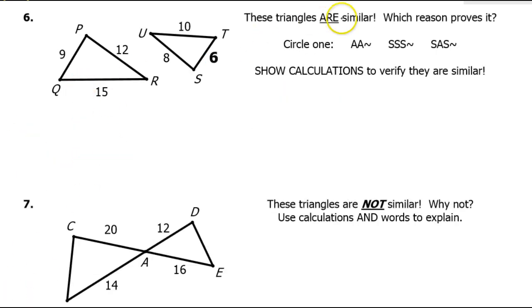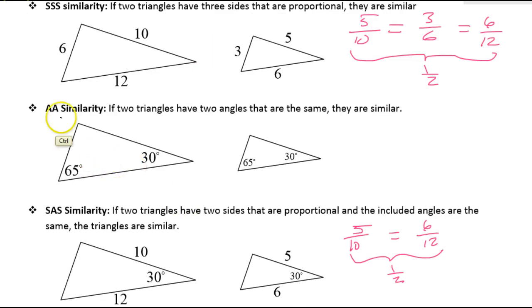Now these triangles are similar. Which reason proves it? Well, I don't have any angles showing, so that means it can't be angle-angle similarity or side-angle-side similarity, because I'd need some angles. So the only possibility is side-side-side similarity.